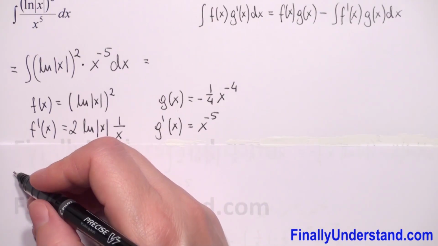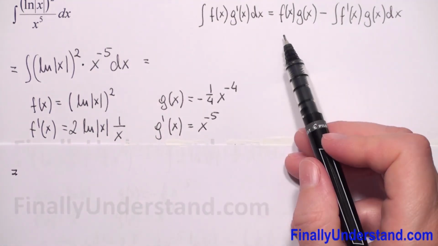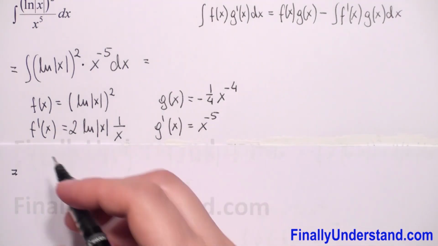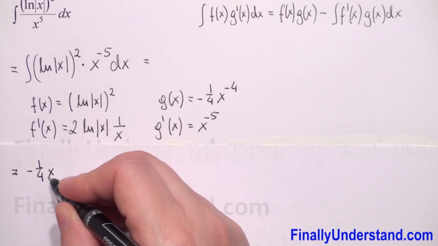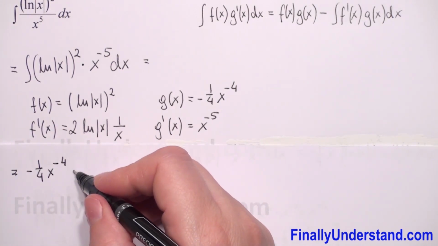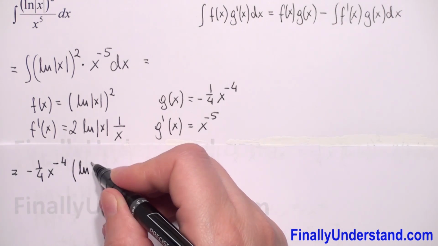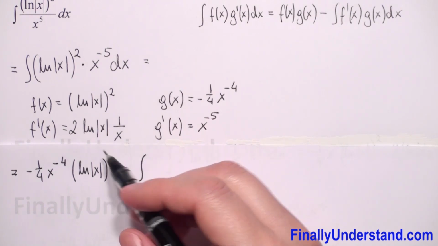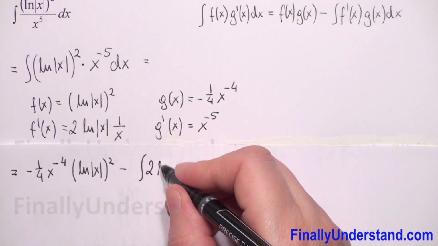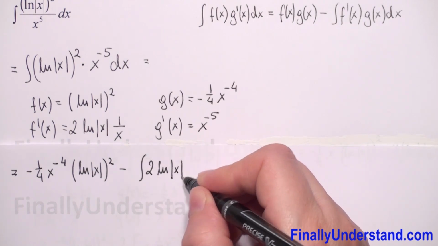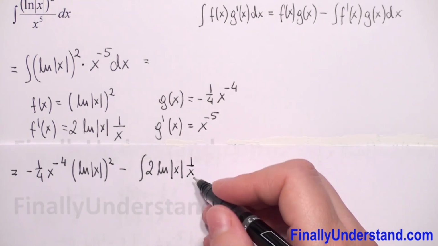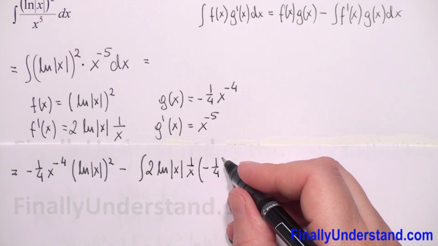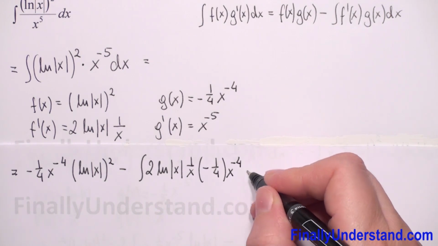We can write that our integral is equal. First we put f times g, so I will put first negative 1 over 4 x to the power negative 4 times the square of the natural logarithm of the absolute value of x, minus, and now we have the integral of f prime, which is the natural logarithm of the absolute value of x times 1 over x, times g. G is equal to negative 1 over 4 x to the power negative 4, with respect to x.